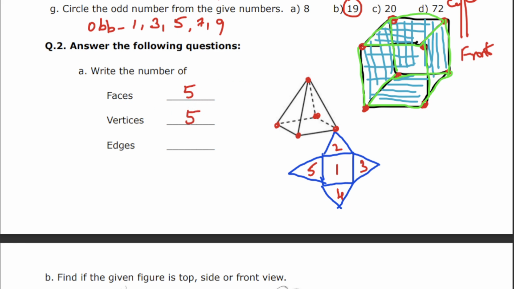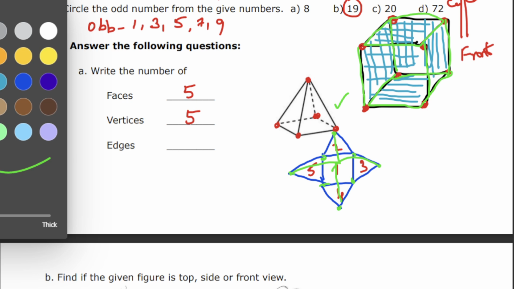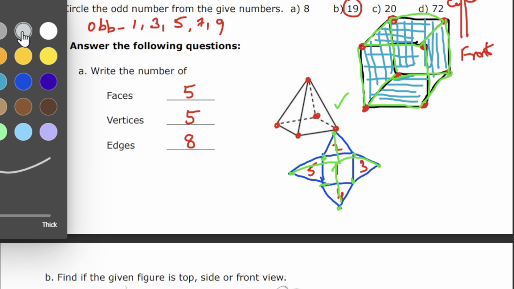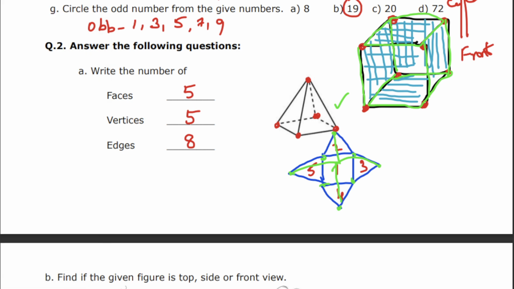Next, edges. How many edges do we have? I'll do it in green color. We have edges 1, 2, 3, 4, 5, 6, 7 and 8. You have to join all these here. If you join all these, you will get the shape of a square pyramid. So we have 8 edges.